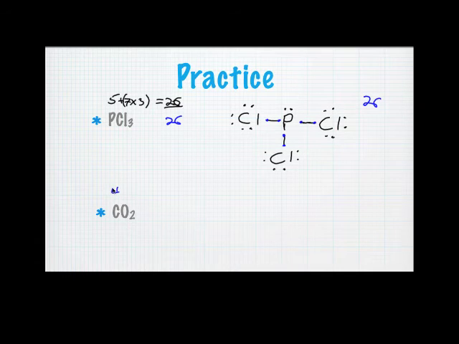Carbon dioxide, a little trickier, probably gave you a little bit of trouble. Carbon has 4 valence electrons, oxygen has 6, and there are 2 of them. Okay? That's a total of 16 valence electrons to work with. Now let's put the carbon in the middle and the oxygens on the outside. Let's just go through and satisfy the octet for each of these elements. See what happens.